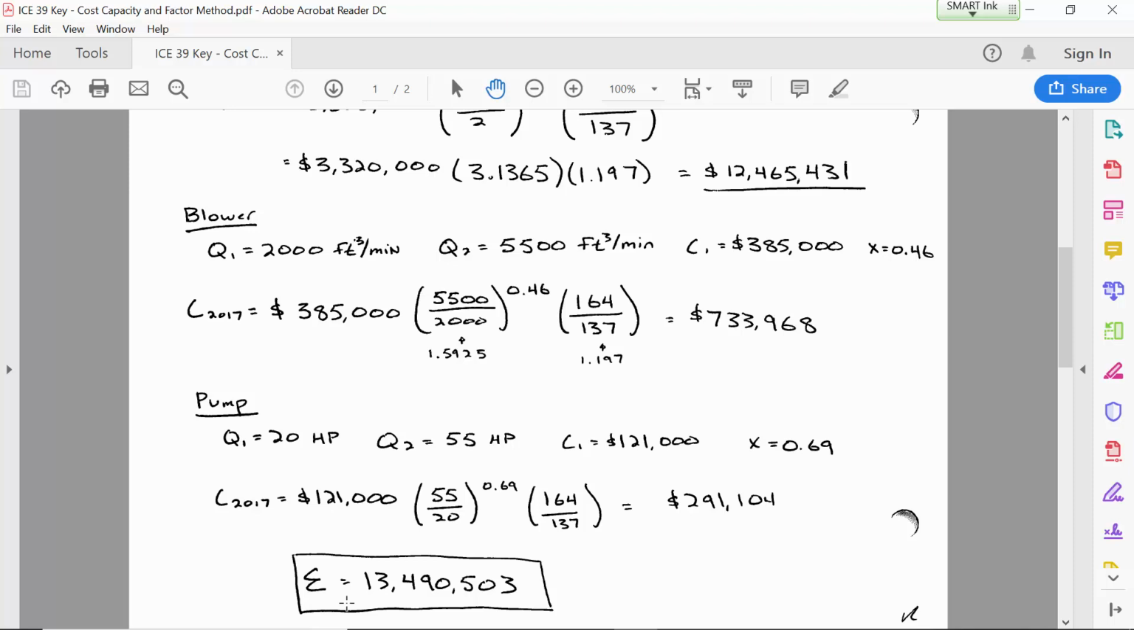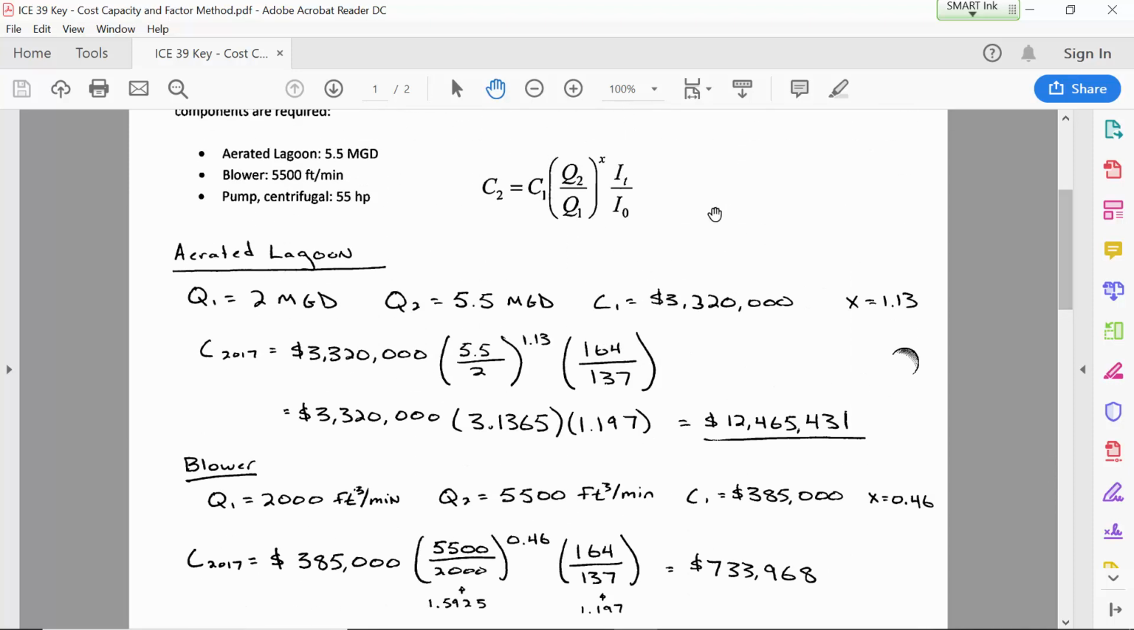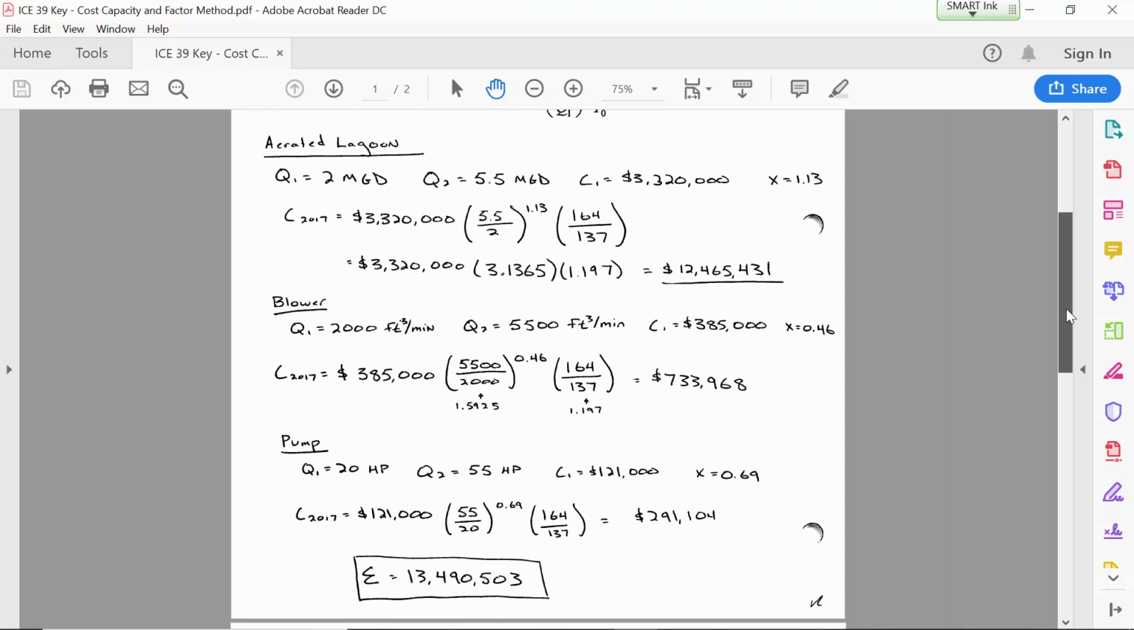All right, so those are cost-capacity equations combined with, just as a refresher, the idea of indexing pricing over time. Both of those ideas together. Any questions on that in-class example?